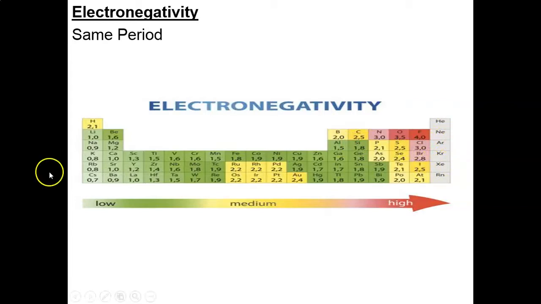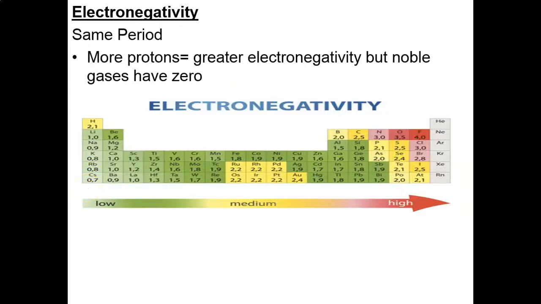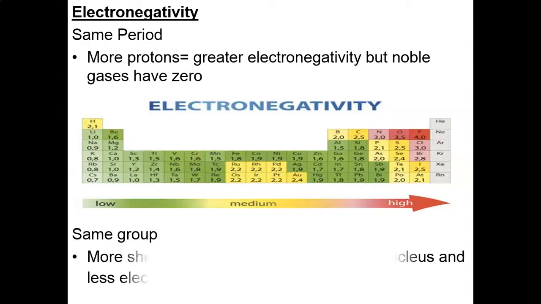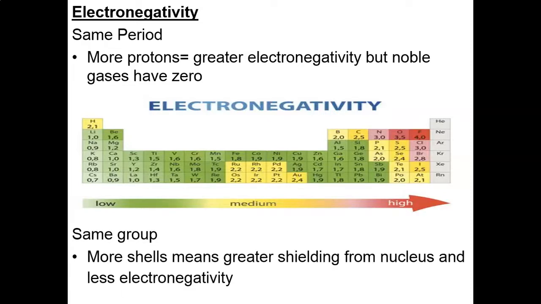The only thing you need to know, the noble gases are all zeros. And as you go down, guess what happens to ionization energy? It goes down. Why? Atoms getting bigger, less attraction to its electrons. So that's why electronegativity decreases. There's more shielding too. That's not what we're looking at. Same group, more shells means greater shielding from nucleus and less electronegativity.